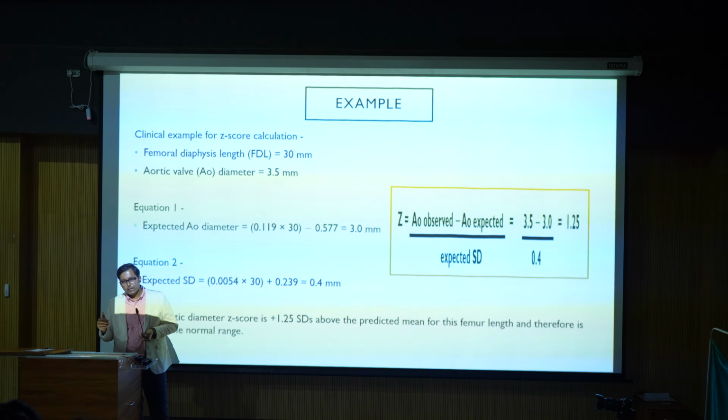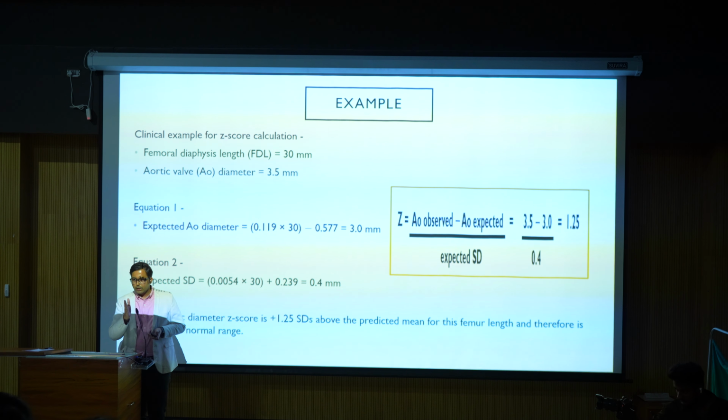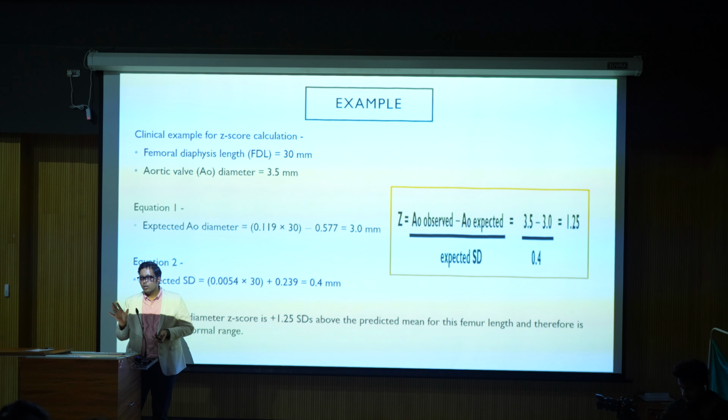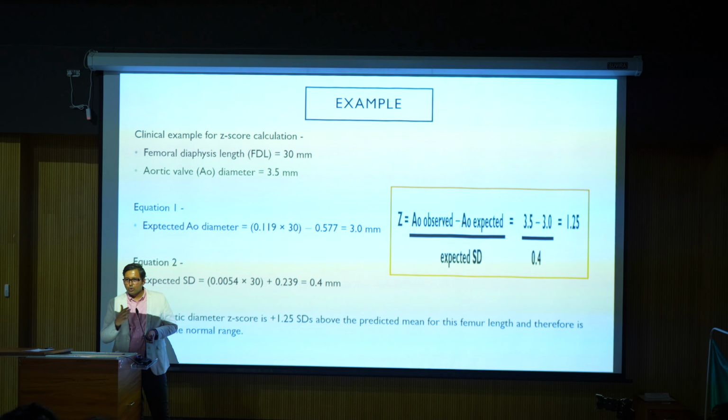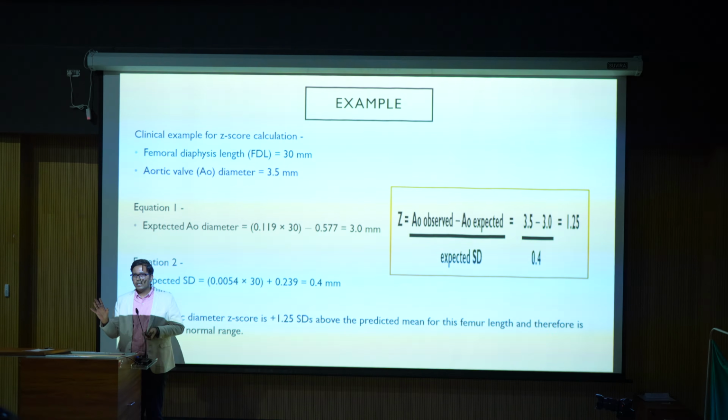So your aortic diameter Z score will be plus 1.25, which means that it is appropriate for that particular femoral length, and so it is within normal range. Anything between -2 and +2 will be called a normal Z score, whereas anything below -2, say -3, -4, will be definitely abnormal, indicating that the structure is definitely smaller in size for that expected gestation. Or if it is +3, +4, then definitely it is a dilated structure or increased in size.